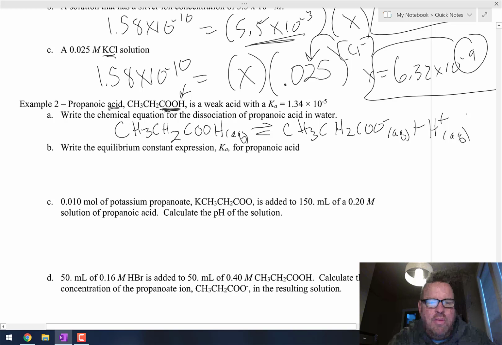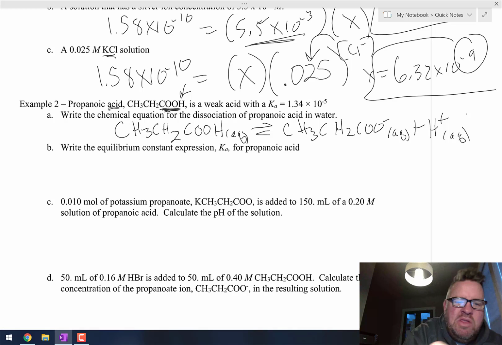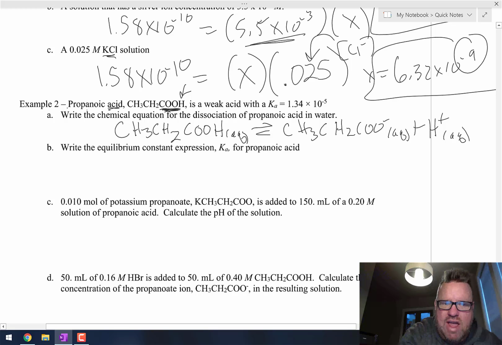Okay, and then part B, write the equilibrium constant expression. Again, don't let the fact that this isn't a KSP situation confuse you. This is an acid that's aqueous. That's why I put that in there. It has to be a solid for it to be a KSP situation.